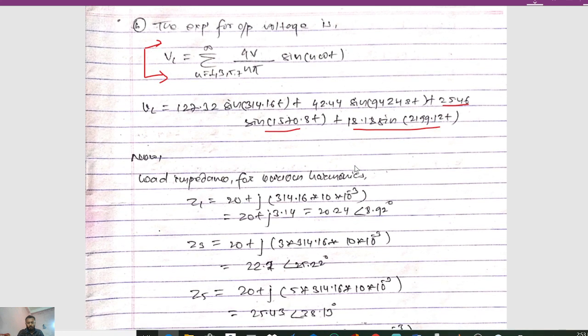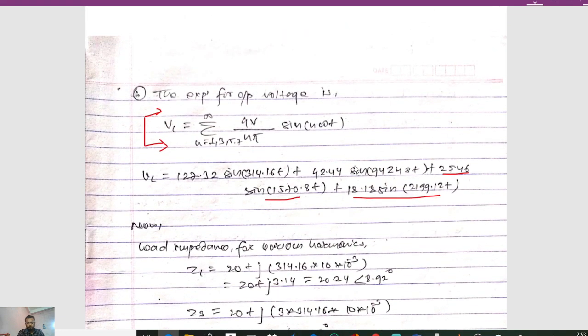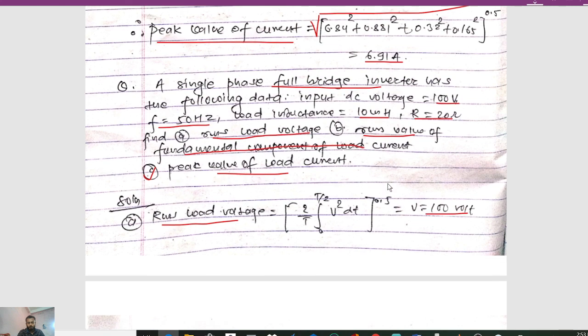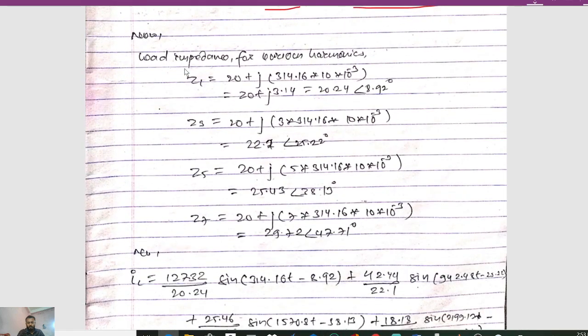Now the load impedance for various harmonics. This numerical is also for an RL load, where the value of R is given as 20 ohm and the load inductance is given as 10 millihenry. So the load impedance for the fundamental will be Z1 equals R plus j omega L, so 20 plus j 314.16 into 10 into 10 to the power minus 3. You'll get 20.24 and its angle will be 8.92 degrees.